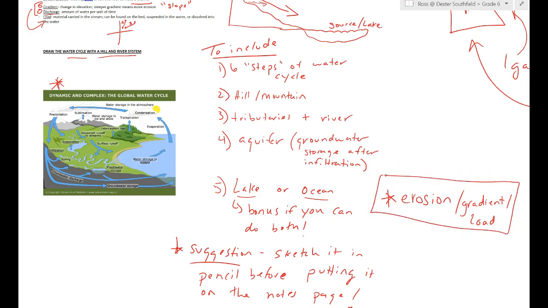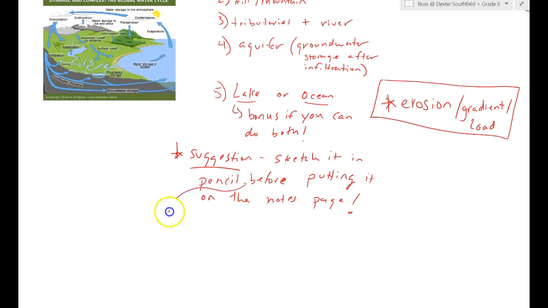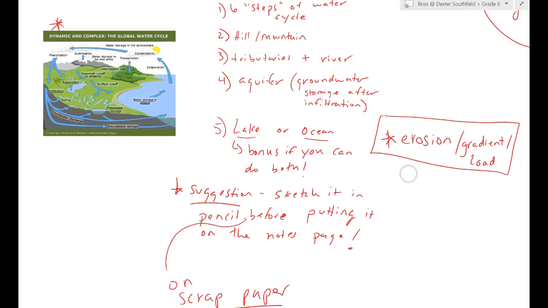What I suggest is sketch it in pencil on scrap paper before putting it on the notes page, right? Where these 5 things should end up is on page 2 of the 11.1 notes. But before you draw it there in colored pencil and make it all nice, I would sketch it out on just a random scrap piece of paper. That way you've kind of gotten your ideas down, you can make mistakes, erase stuff, change it all around, and once you've got your idea, then you can put it officially on the notes page, and you can color it in and make it look nice.